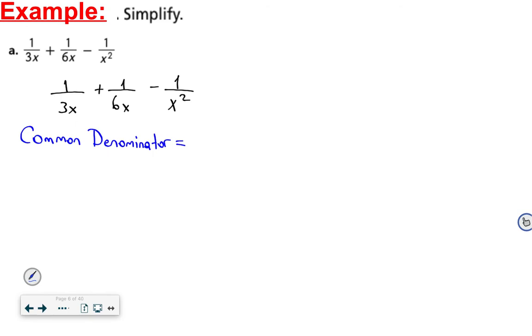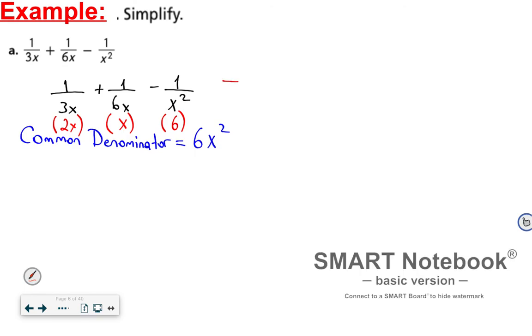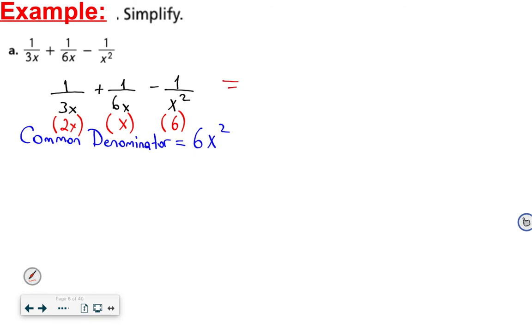3x, 6x, and x squared is going to be 6x squared. So how can I make the first fraction denominator 6x squared? I need to expand the first fraction by 2x. What about the next one? By x. What about the last one? You need to expand by 6. Let's do it. When you expand the first fraction by 2x, you will get 2x over 6x squared. Plus, when you expand the second fraction by x, you will get x over 6x squared. The last one, if you expand the last fraction by 6, you will get 6 over 6x squared.